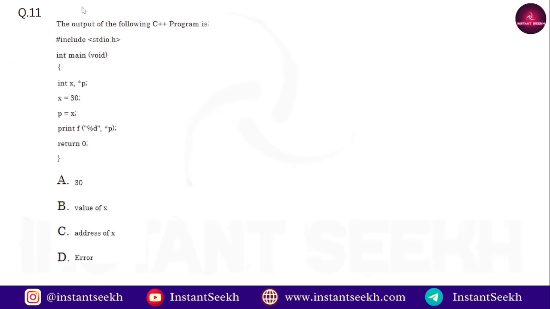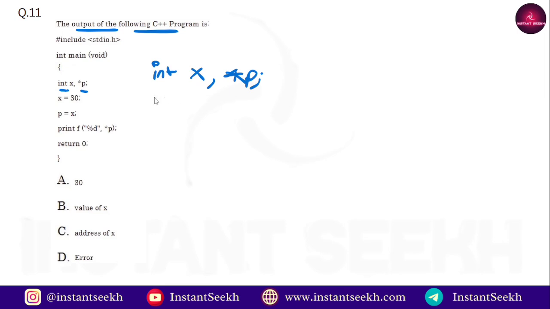Next is question number 11. The output of the following C++ program. int main is there. We have an integer variable and an integer pointer, int x and an integer pointer p. x equal to 30, p equal to &x, printf %d comma *p, and return 0.